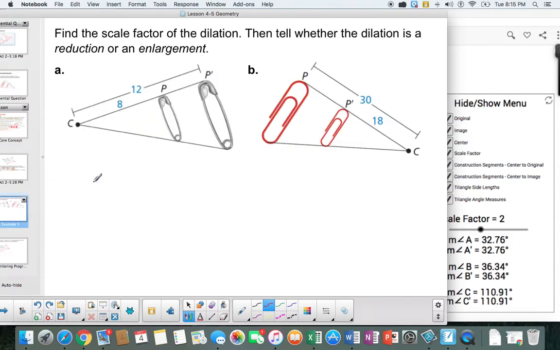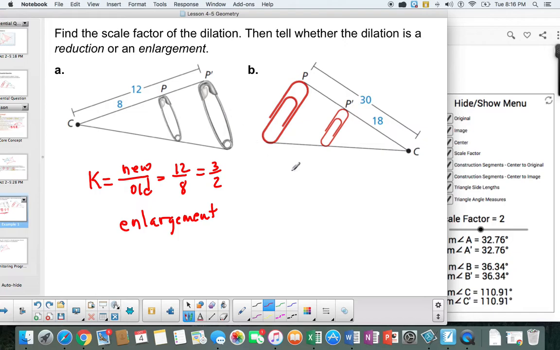So we'd like to find the scale factor, which is k, and that is the new distance divided by the old distance. The new distance is here, C to P prime, which is 12. The old distance is C to P, which is 8, and that reduces to 3/2. 3/2 is greater than 1, so this is an enlargement. And we can see that the safety pin is bigger.